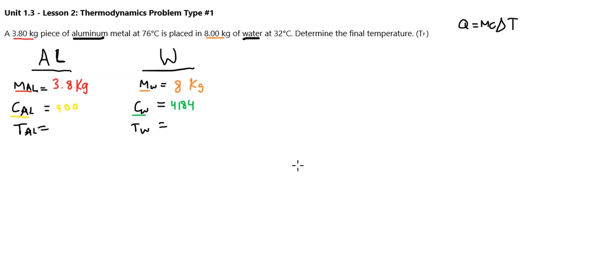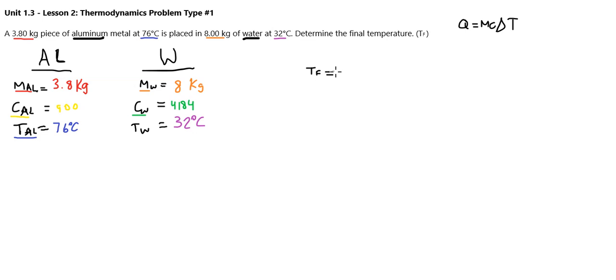Then, do we know the temperature of the aluminum? It's heated at 76 degrees Celsius. Then, do we know the temperature of the water? Yes, 32 degrees Celsius. So, we found out everything there. Now, what can we do next? We stated everything we knew. What don't we know? Really, the only thing we don't know is the final temperature, because that's what we're trying to find.